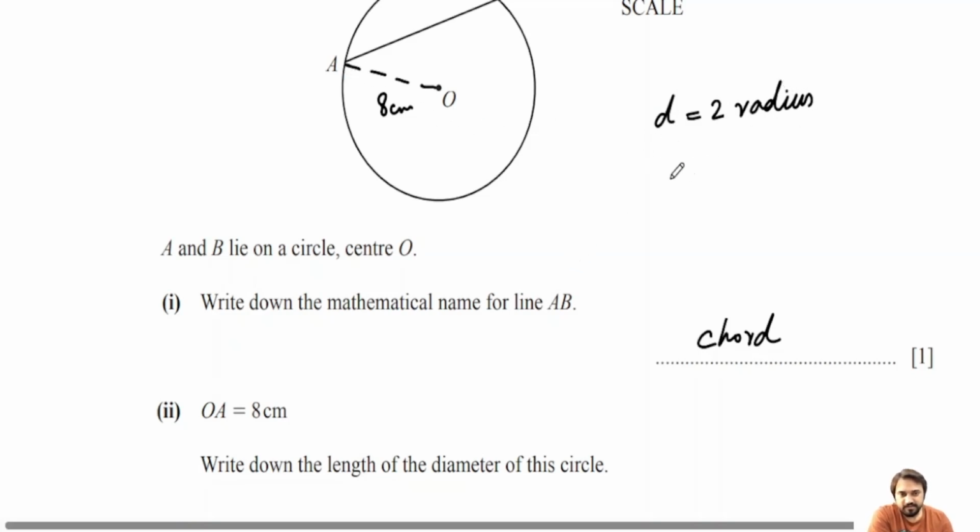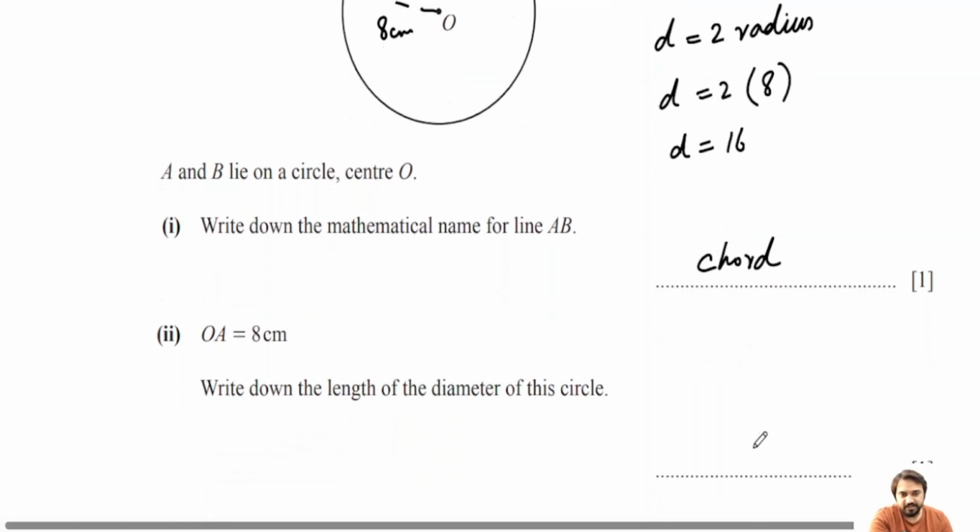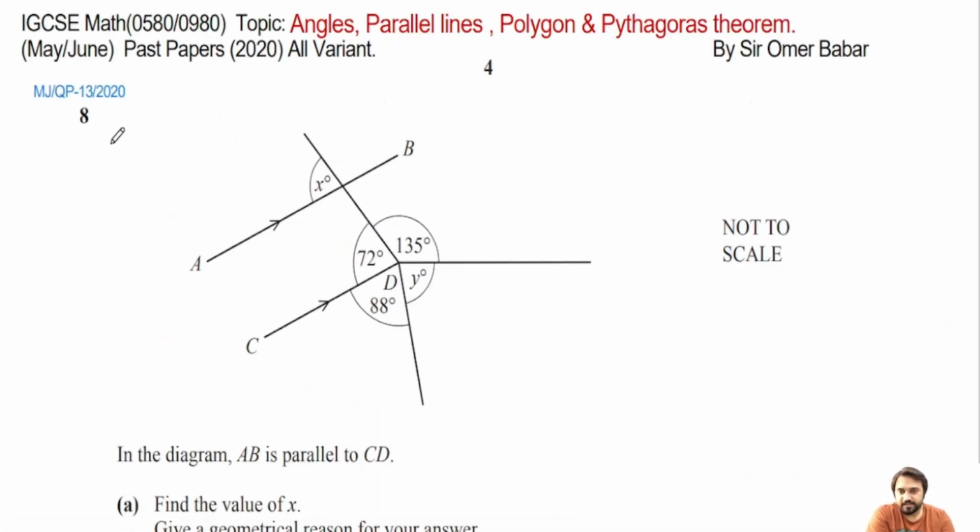So 1 radius is given. You have to put the value of this radius, that is 8. 8 into 2, that's gonna be 16. So diameter is 16 centimeter. That's it. Now moving towards our next question, question 8.